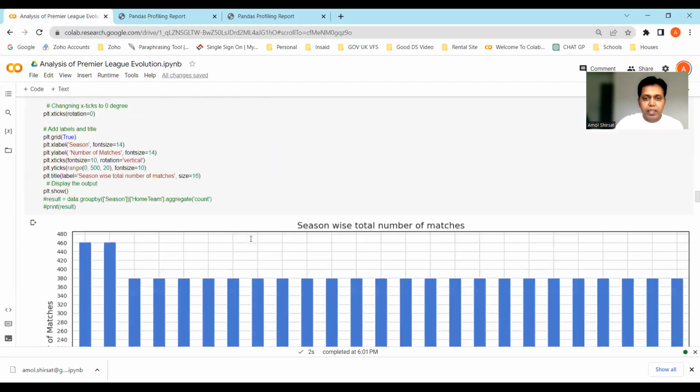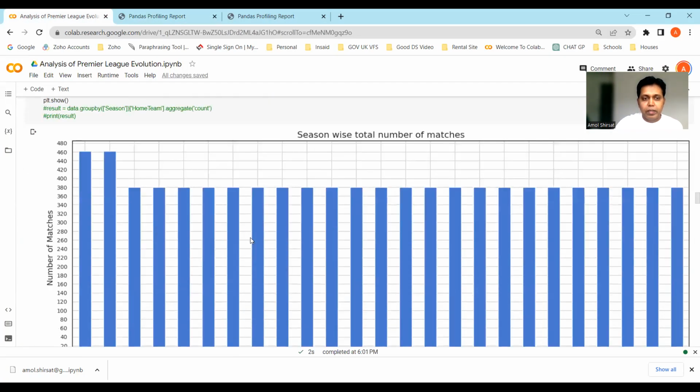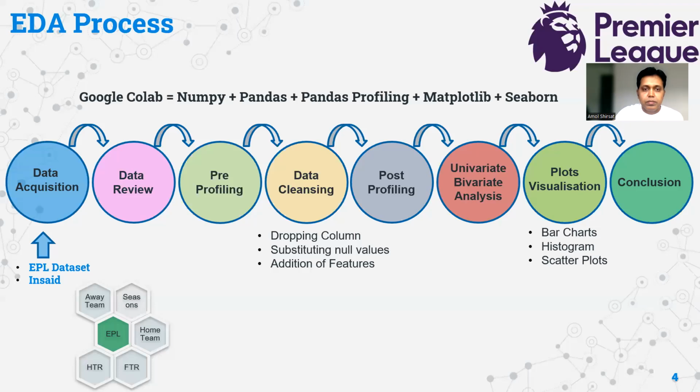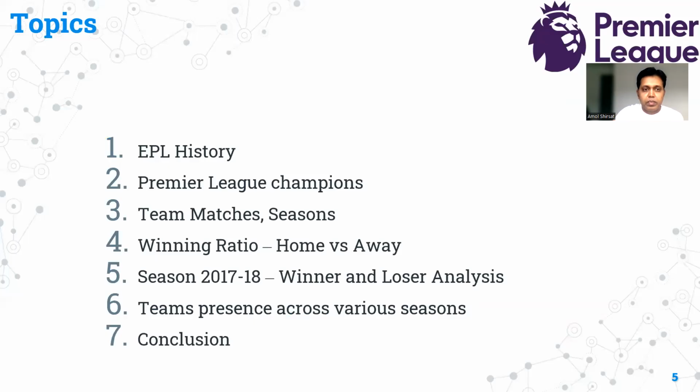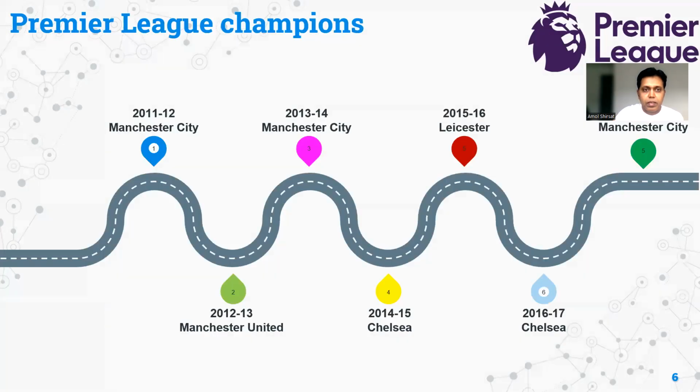In the exploratory data analysis, I will move back to the PPT again, because all these plots that I have done in Google Colab, I have extracted in the presentation. So we'll run through the presentation for a quick analysis. Yeah, back to our presentation. We have seen the EPL history. So this is an overview, I would say.